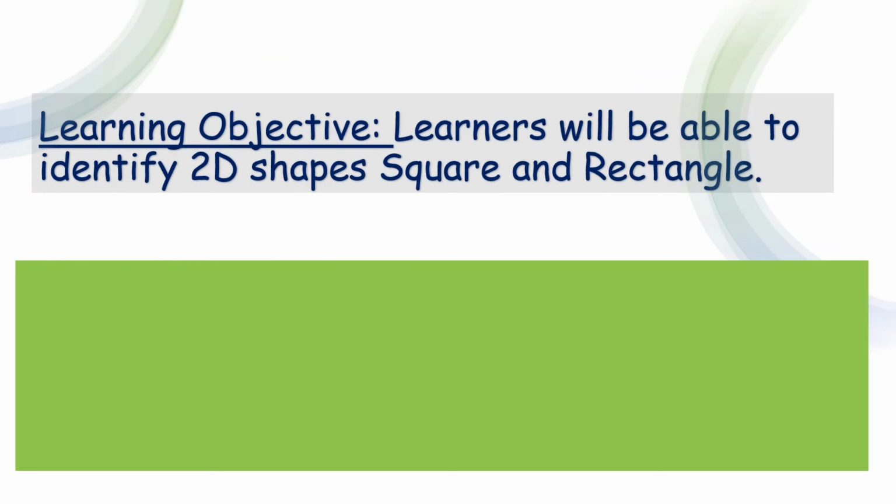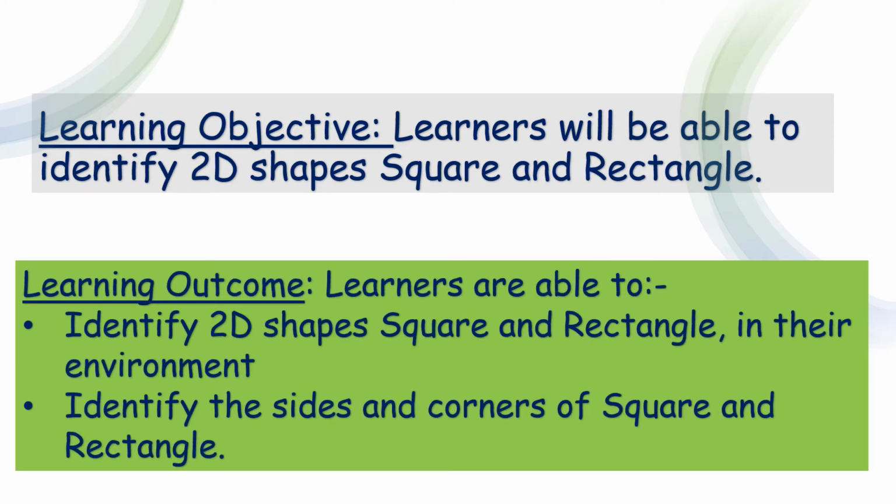Learning objective of today is learners will be able to recognize and identify 2D shapes, square and rectangle. Learning outcome. Learners are able to identify 2D shapes, square and rectangle in their environment. Identify the sides and corners of square and rectangle.